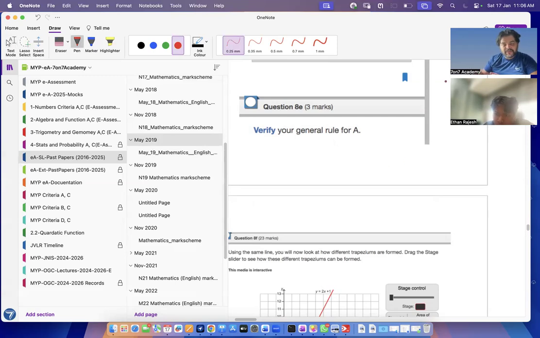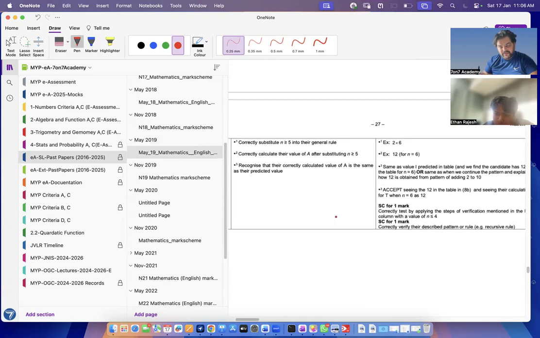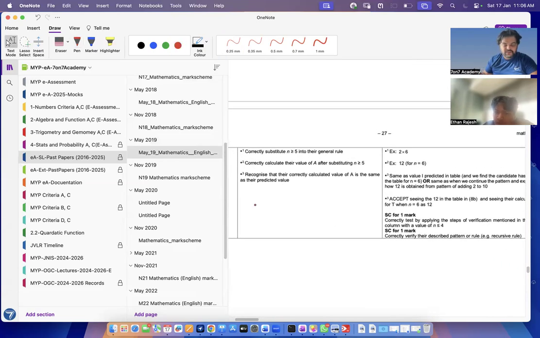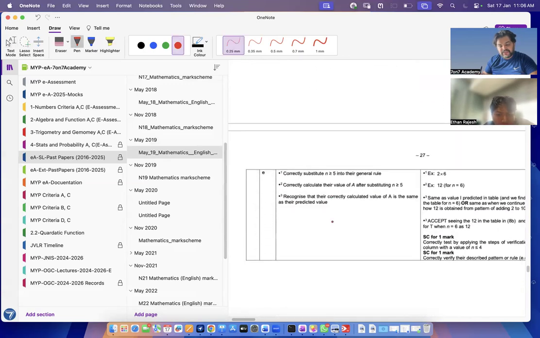How will you verify that? Use a table format and see if your rule works in it. So you substitute n for the specified value. See, the verification is done here.